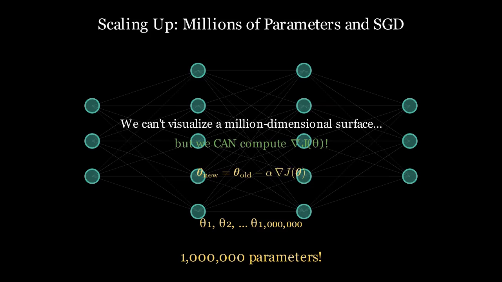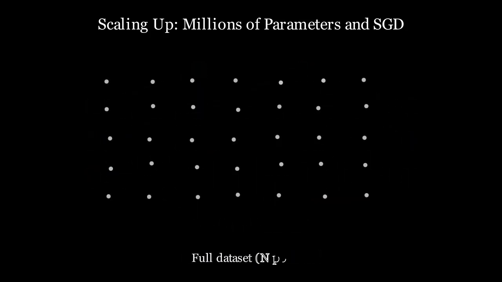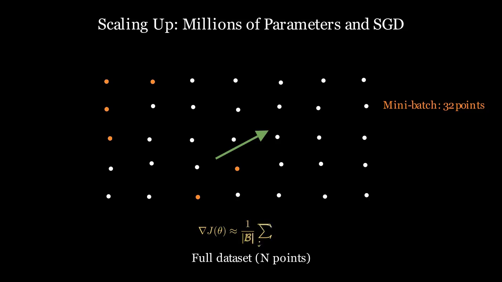One practical challenge. Computing the exact gradient means summing over every data point in your training set. With millions of examples, each step is expensive. The solution is stochastic gradient descent, or SGD. Randomly grab a small mini-batch of data points and compute an approximate gradient from just those.